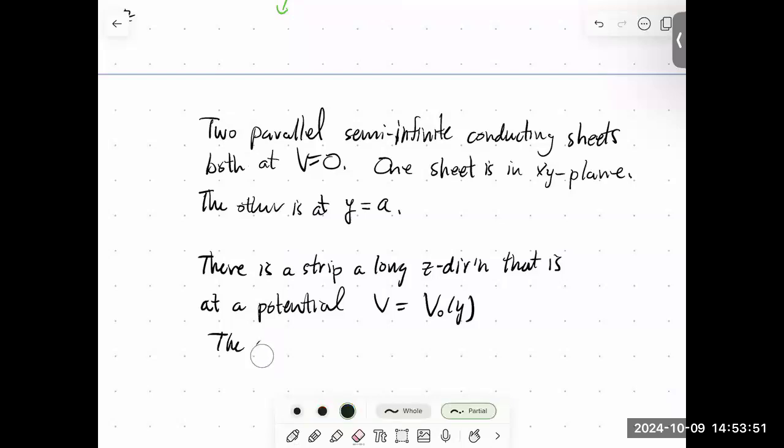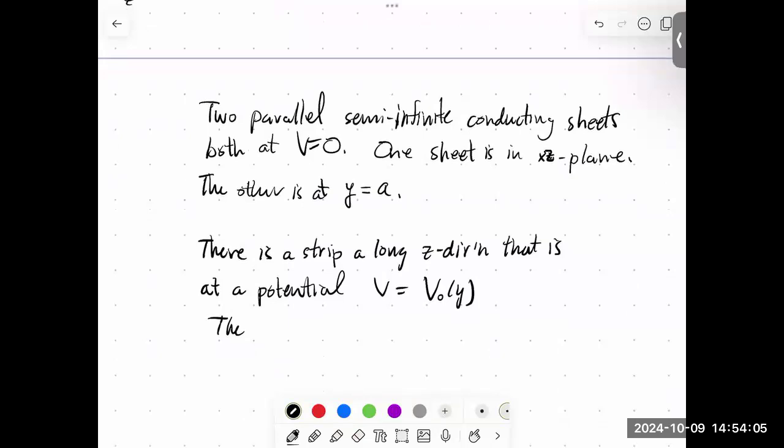You notice you said X, Y plane in the... oh yeah, you're right. You are right, thank you. So this is XZ plane. You're right. And so the strip is along the Z direction. That part was right. So the strip extends from y equals 0 to y equals a.